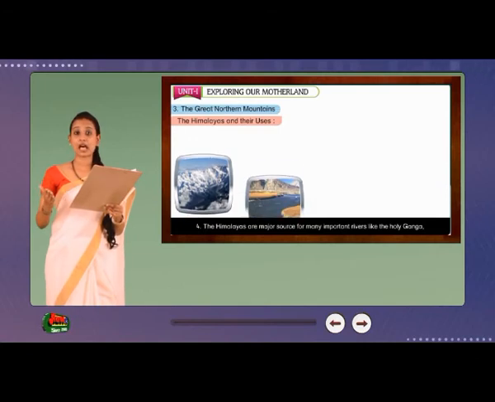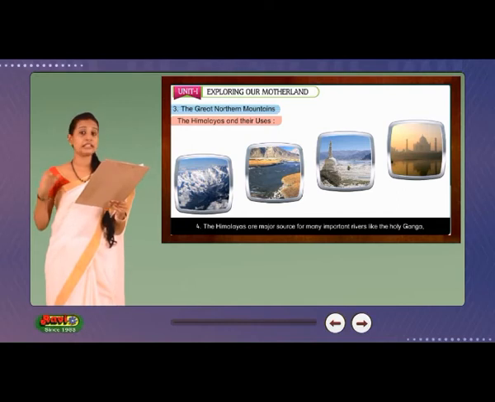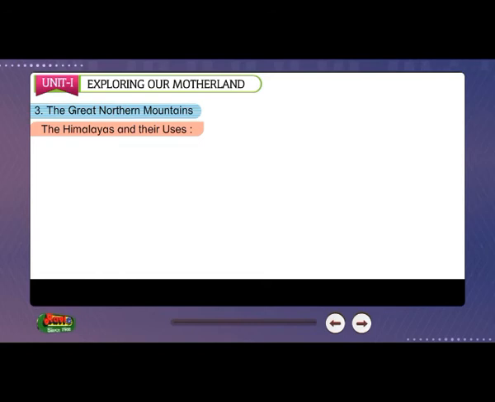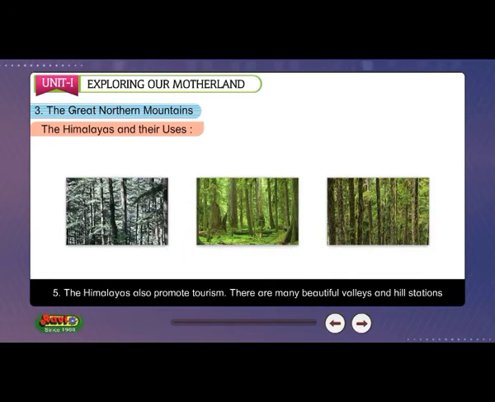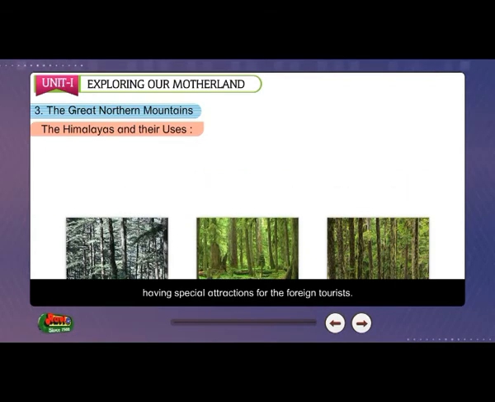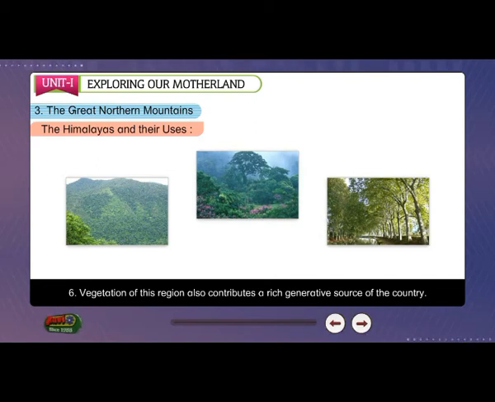4. The Himalayas are major source for many important rivers like the Holy Ganga, the Sindhu, the Brahmaputra, the Yamuna, which make the land fertile. 5. The Himalayas also promote tourism. There are many beautiful valleys and hill stations having special attractions for the foreign tourists. 6. Vegetation of this region also contributes a rich generative source of the country.